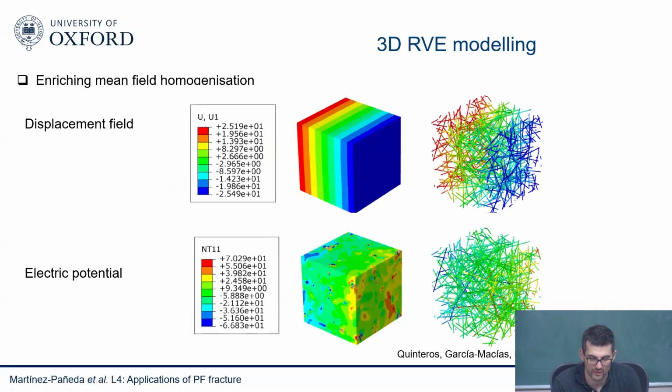You can see how they look like in Abaqus. So these are bar elements, if I remember well, embedded into your continuum solid RBE. You can see how they look like in the RBE. This is the displacement field. This is the electric potential. Again, running coupled models.